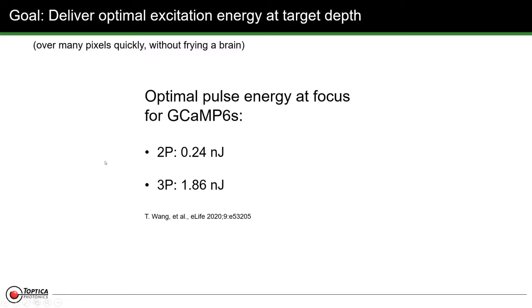So as I understand it, your goal is to deliver a packet of energy to a particular spot in the brain, and then to scan quickly and do that at many different places in the brain without frying that brain. You want to see the brain operating while it's actually a live animal. And to do that, you need about 0.24 nanojoules for 2-photon microscopy at 920 nanometers at the focus, or you need 1.86 nanojoules for 3-photon microscopy at 1320 nanometers.